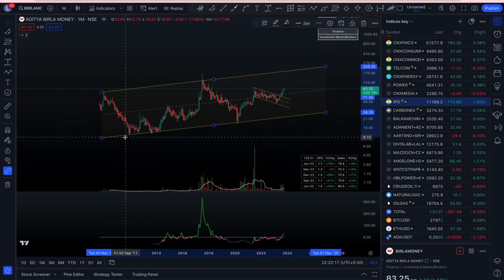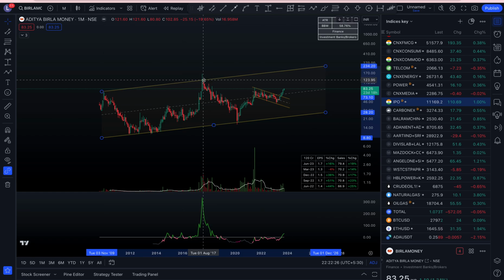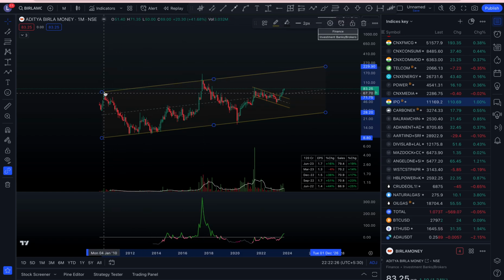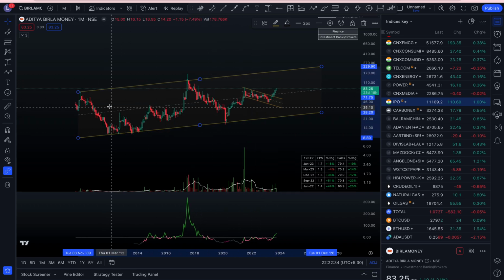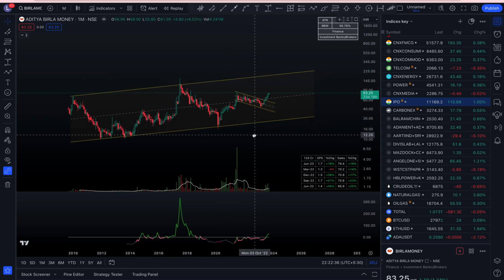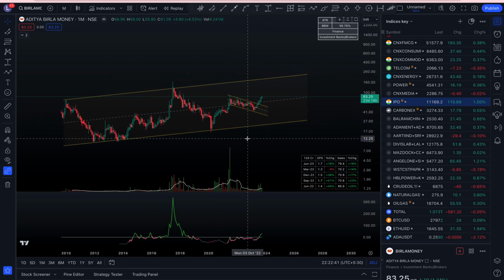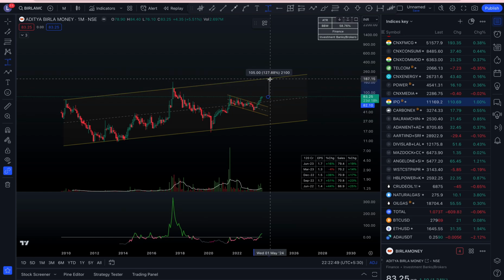You have a clearly defined resistance, one touch, two touch, third touch, and you have a clearly defined support, semi-defined resistance, and then one can at least expect that it will go and test the previous resistance. So if that is the case, we have quite a lot of time and space for that to do that.